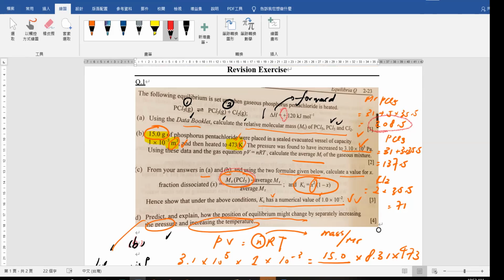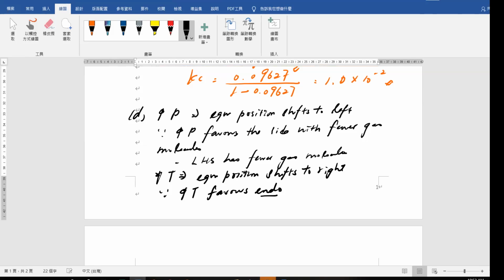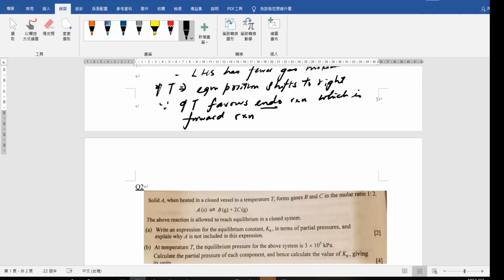From this example, the equilibrium position has to shift to the right, right? Because the forward reaction is endothermic. An increase in temperature favors the endothermic reaction, which is the forward reaction. And you have to mention the forward reaction is endothermic, and since an increase in temperature favors the endothermic side, that's why it is shifting to the forward.